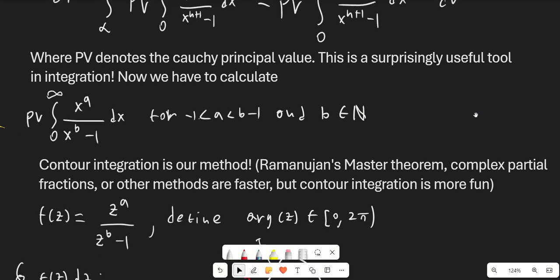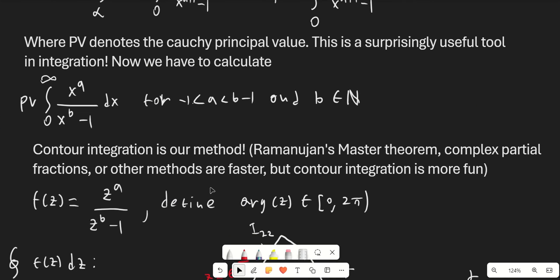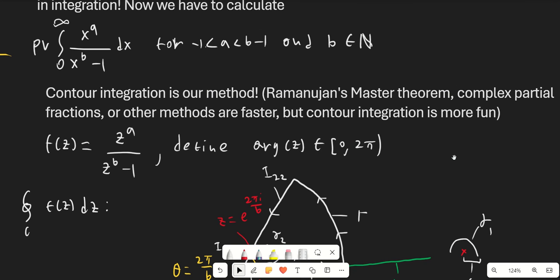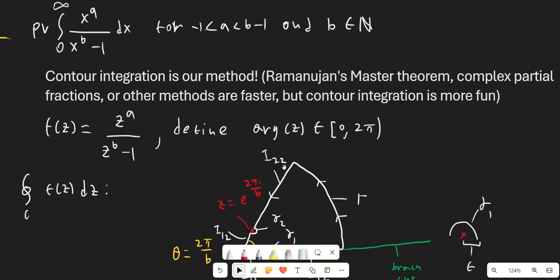Now, one thing I want to note is that there's a lot of methods to do this integral. Ramanujan's master theorem is definitely the quickest. It gets it done in, I don't know, 20 seconds, honestly. Complex partial fractions is also pretty nice, and there's other methods as well, but contour integration is more fun. So if you don't want to stick around for the contour integration, just go ahead and skip down until we finish that, and you can see the rest of the integral and all the cool results.